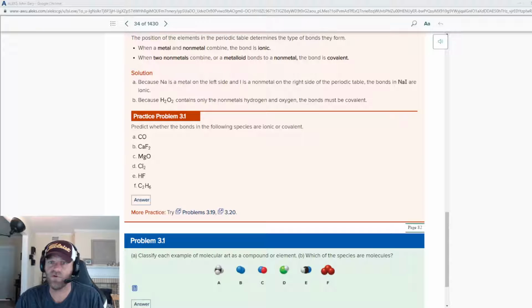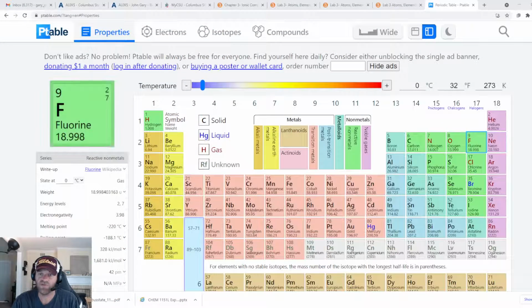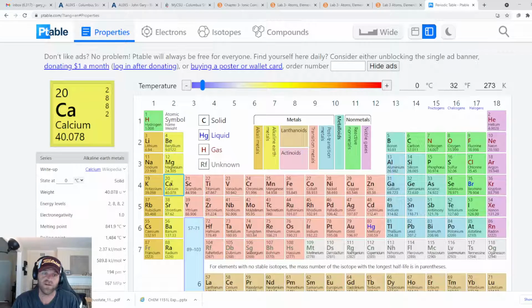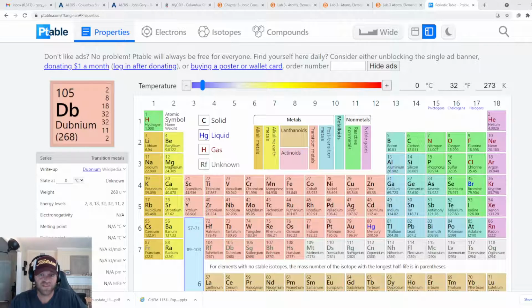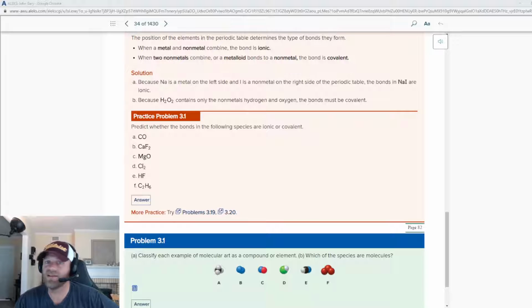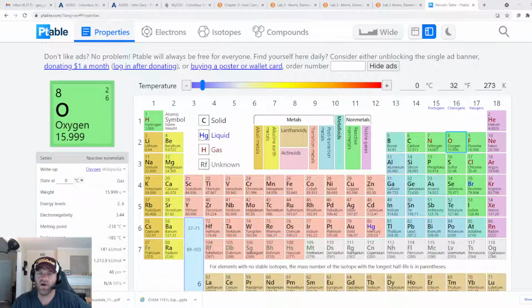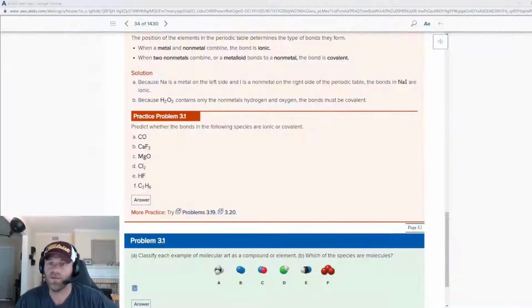B, calcium fluoride. Go back here, show you where fluoride is on the far right. Calcium is on the far left. Calcium right here. So that will be an ionic bond. Since they're on opposite sides, I can assume that one is giving away electrons to the other. Magnesium oxide. So oxygen over here, magnesium over here. That's going to be ionic, opposite sides.